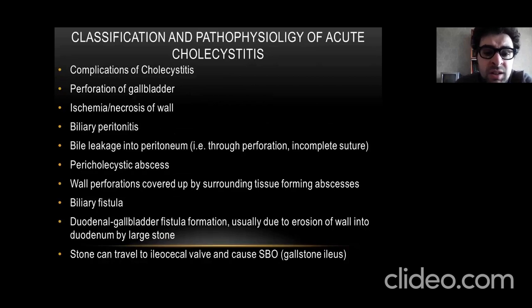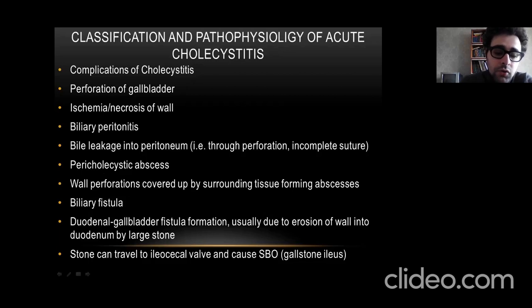Complications. What complications does acute cholecystitis have? First of all, of course, perforation, necrosis of the wall, peritonitis. Like with appendicitis, the logic is just the same. Pericholecystic abscesses and fistulas. With appendicitis, there can also be a fistula between the skin, for example, and the appendix. It is called so-called intestinal fistulas.